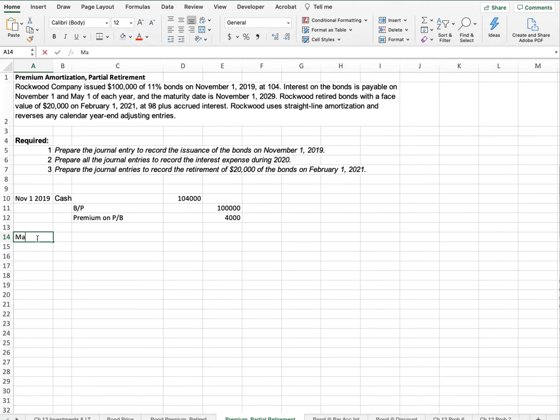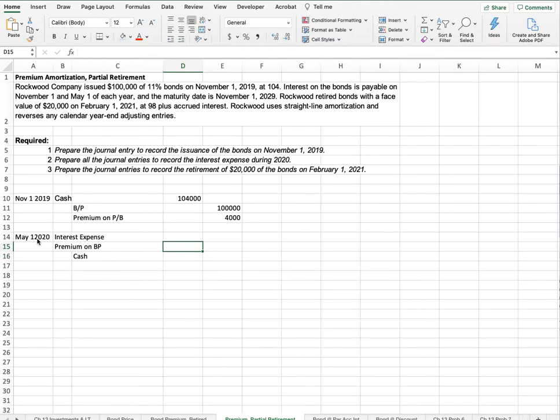So on May 1st, 2020, we have our first interest payment. And so we're going to have our interest expense, a debit to the premium, and a credit to our cash.